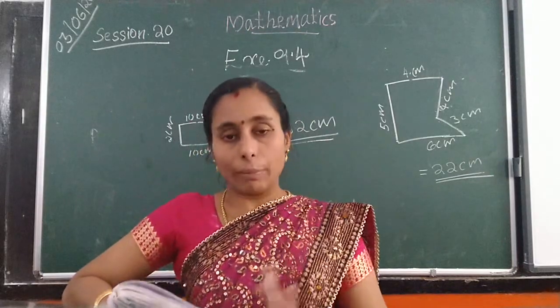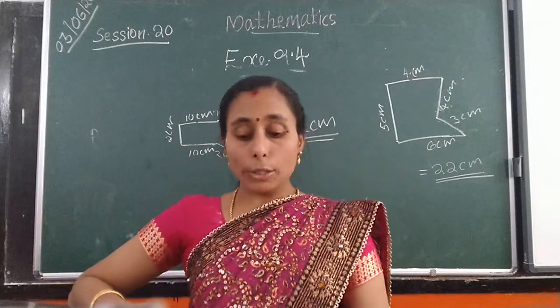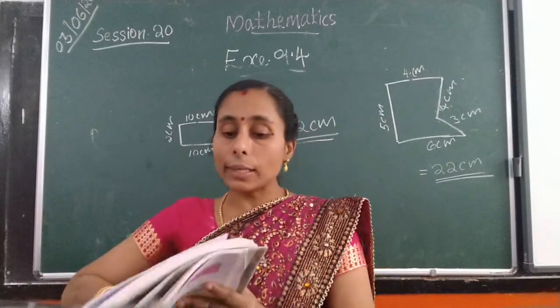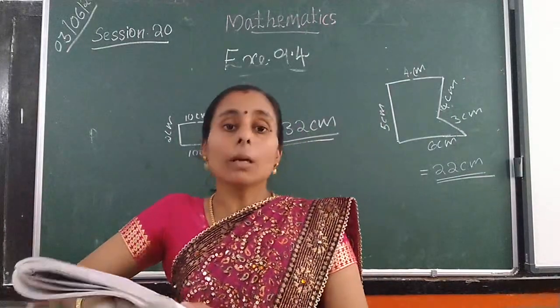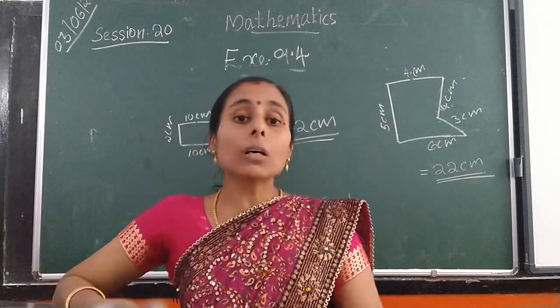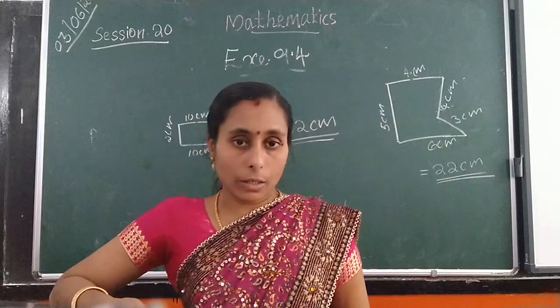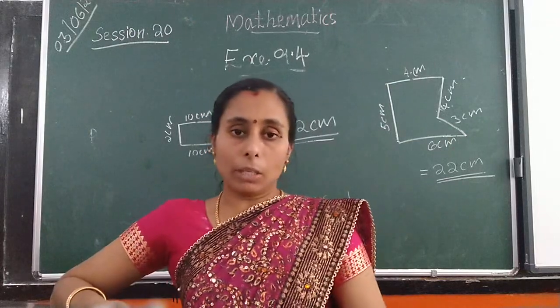You can do it in your book itself. Okay, today in this class we have learned perimeter. What is called perimeter? Perimeter is the length along the boundary of a polygon.